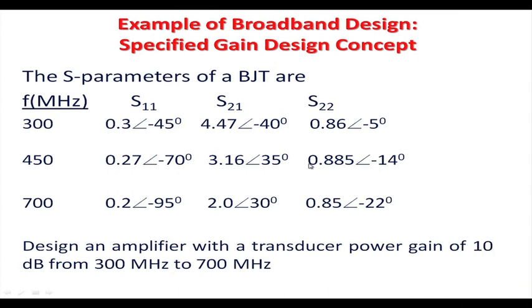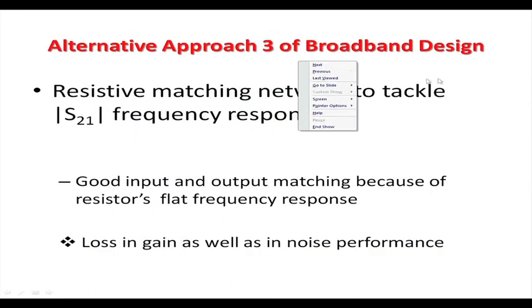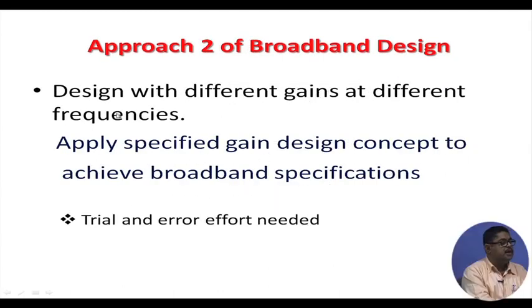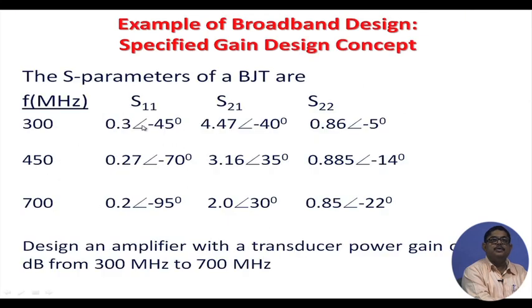Now, before going there, let us see an example of a broadband design from the specified gain design concept. That means, as I said in alternative 2, we apply the specified gain design concept to achieve a broadband specification, designing with different gains at different frequencies. This example we will see now, the broadband design first, then I will go to the balanced amplifier. Suppose the S parameters of a BJT are given at 300 megahertz, this is the S parameter. You see, we are assuming unilateral, that is why S12 is not specified. Similarly, 450 megahertz and 700.